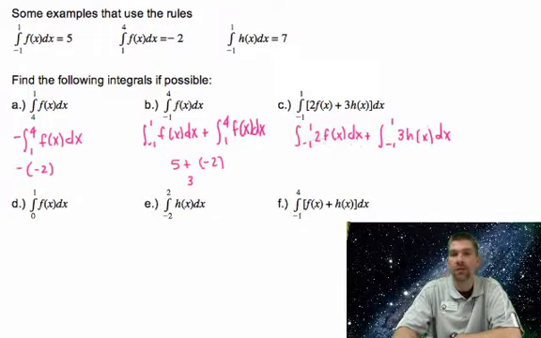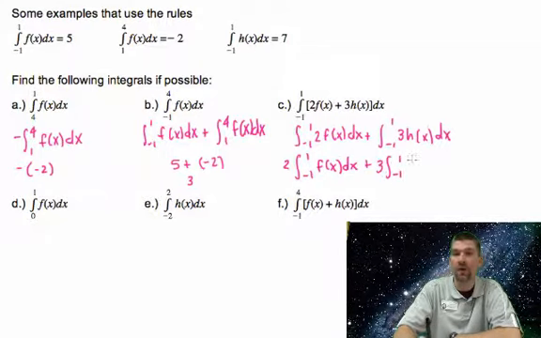Well, one of my rules said I could add or subtract these integrals together, so I switched to adding. The other rule said I can move the constant out in front, so I have 2 times -1 to 1 of fx dx plus, and then I can move the 3 out and go from -1 to 1 of hx dx. And so what do I end up with? I end up with 2 times this guy, 5, 2 times 5, plus 3 times this guy right here, 3 times 7. And so that's going to be 10 plus 21, or 30.